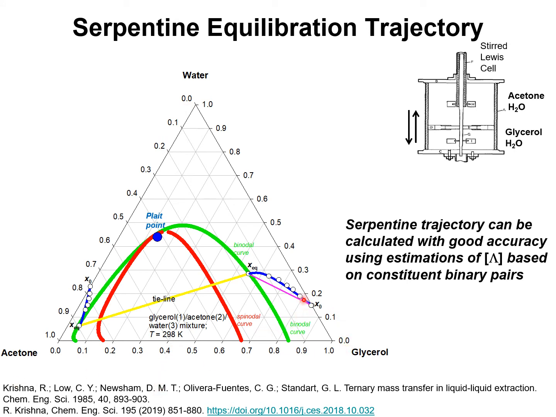So the serpentine trajectories can be predicted from the data on thermodynamic non-idealities, along with data on the diffusivities of the corresponding binary pairs. The message to be drawn here is that serpentine trajectories are the result of diffusional coupling effects that are engendered largely by thermodynamic coupling effects.